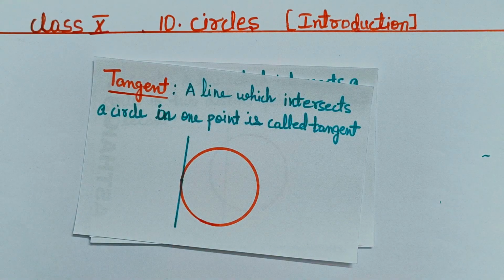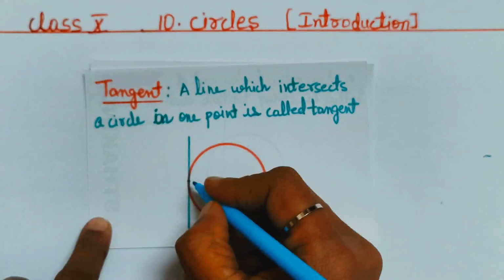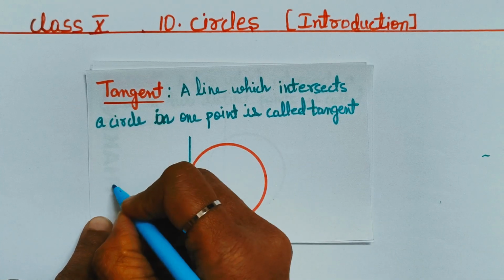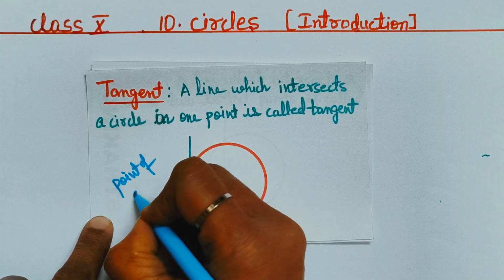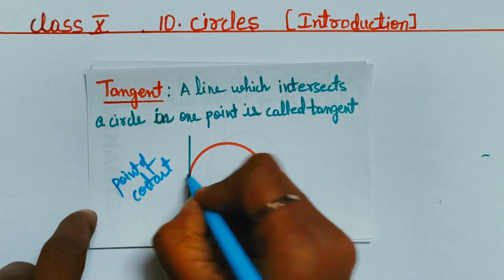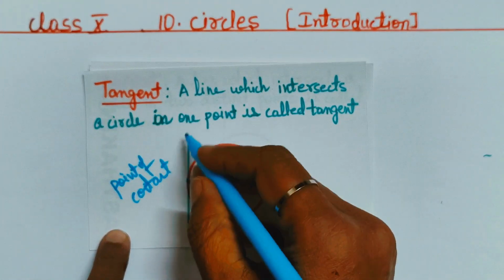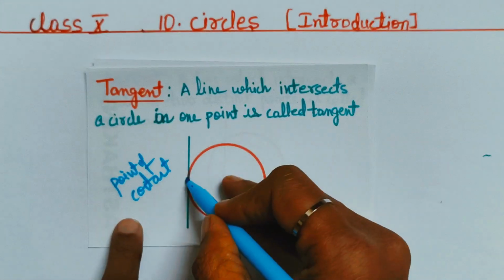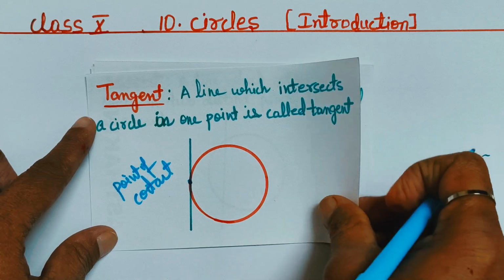Next, the definition of the tangent. A line which intersects the circle at 1 point is called a tangent. But this point is called the point of contact. Keep in mind, point of contact. This point is called the point of contact. Tangent means, in any circle, a line meeting at 1 point is called a tangent. But what is this point's name? Point of contact. This is the definition of tangent.